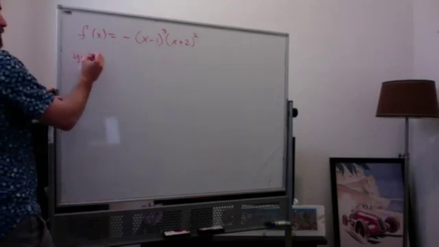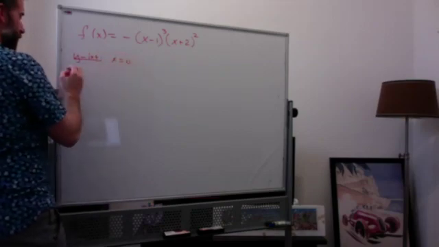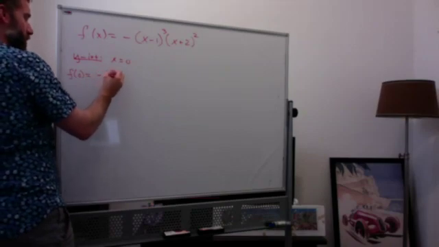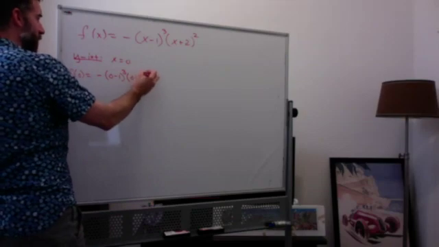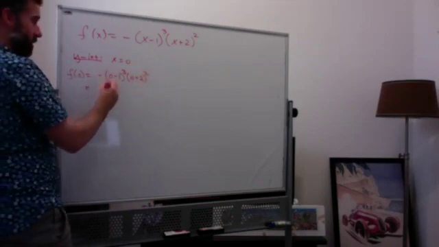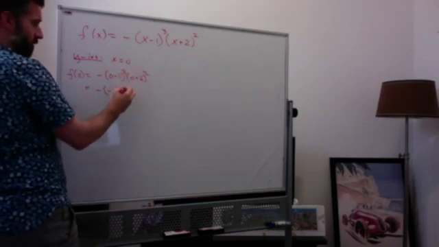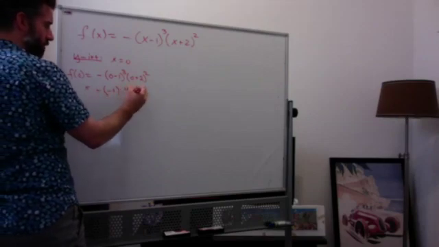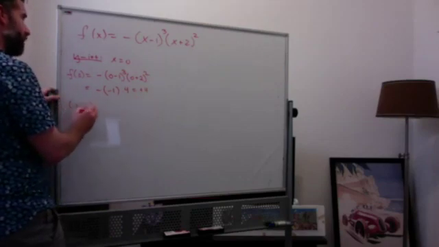So for the y-intercept, I'm going to set x equal to 0. F of 0 is going to be negative 0 minus 1 cubed times 0 plus 2 squared. Negative 1 cubed is negative 1, so I get negative 1, and then 2 squared is 4. So negative 1 times 4 is going to be positive 4. My y-intercept is 0, 4.